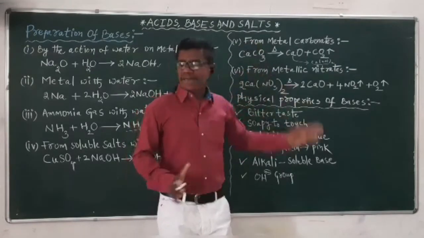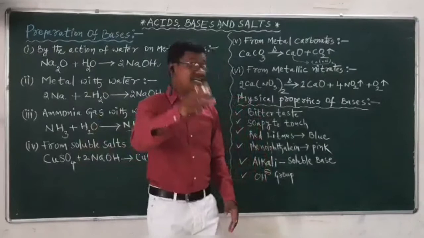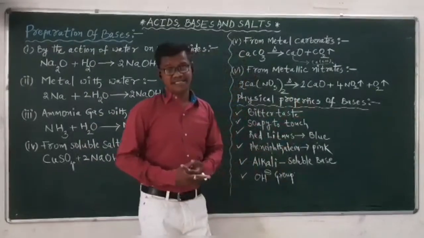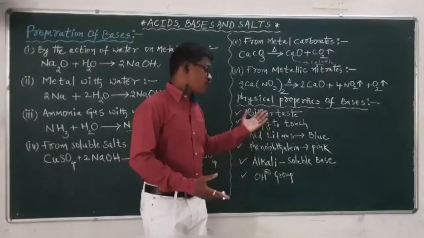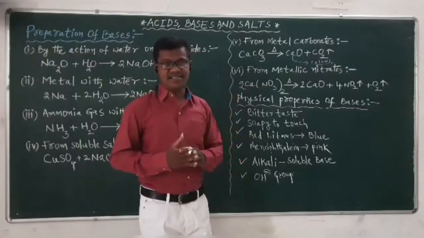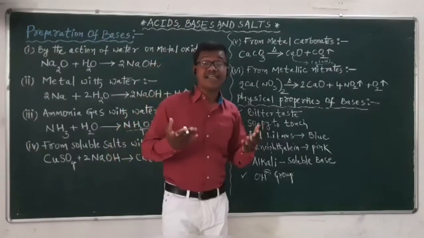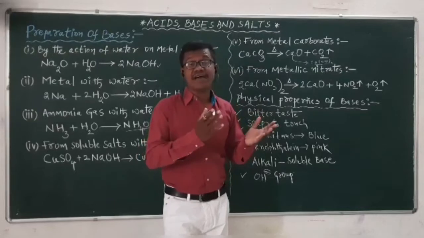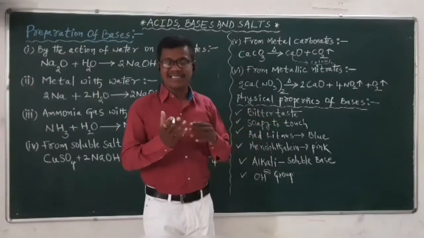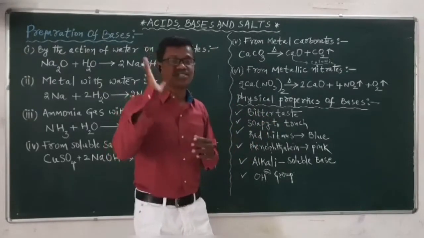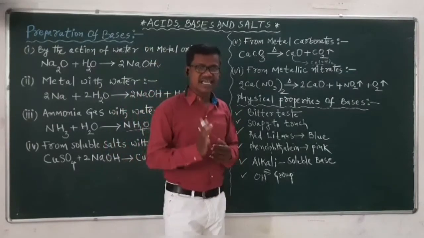And after the preparation plans for bases, you will get the physical properties of bases. So the first point: bases are bitter to taste. It means when we eat some food material, with the help of taste, we can identify whether that is a base or an acid. Acid means sour to taste, base means bitter to taste. That is the first character.